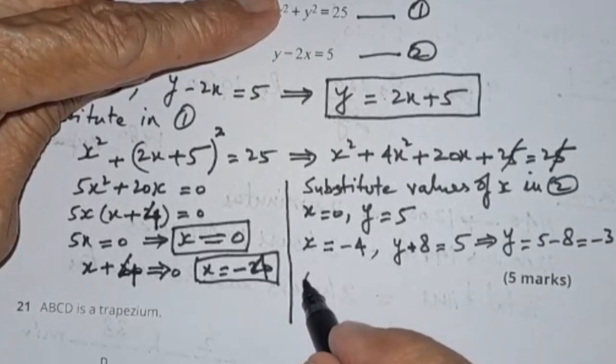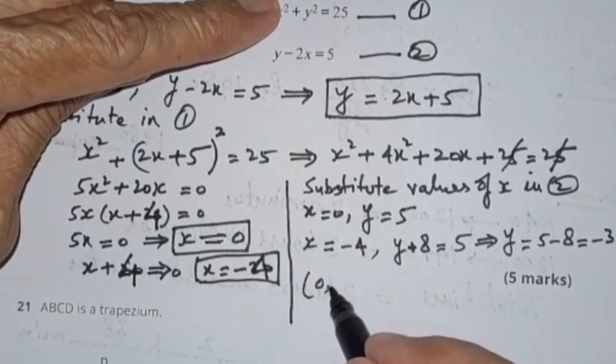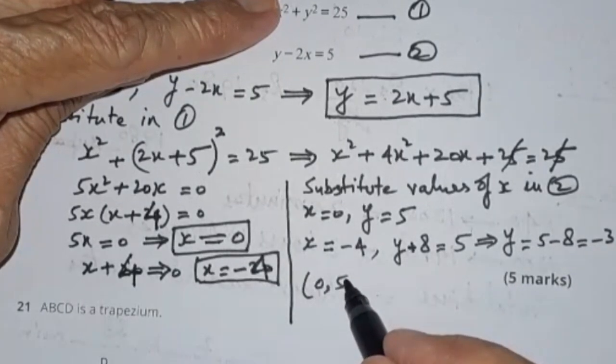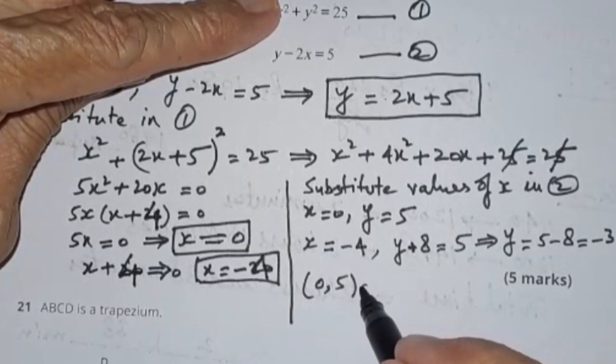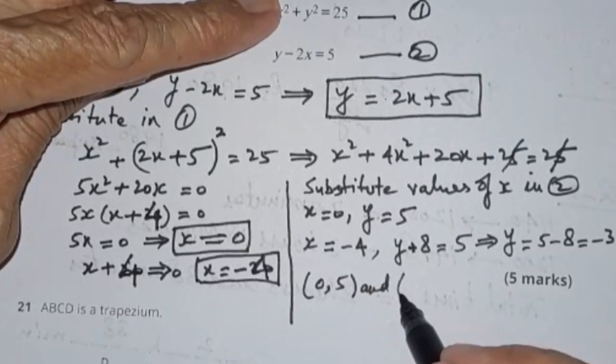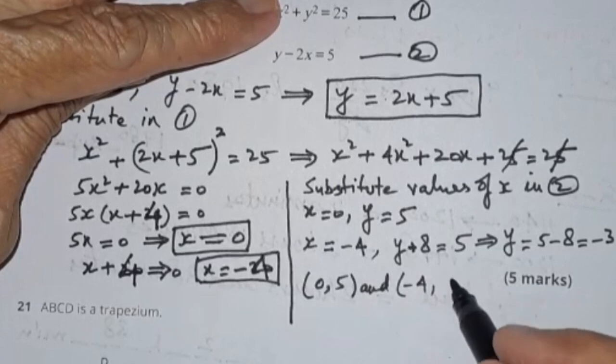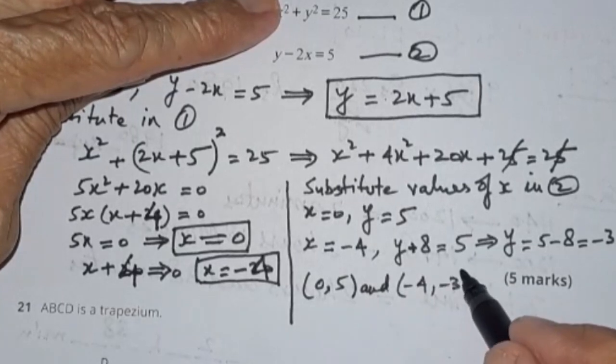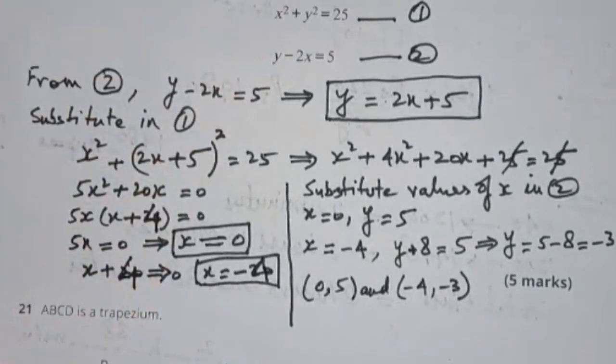So we have 2 points. When x equal to 0, y equal to 5, and when x is minus 4, y is minus 3. These are the two solutions of the equation.